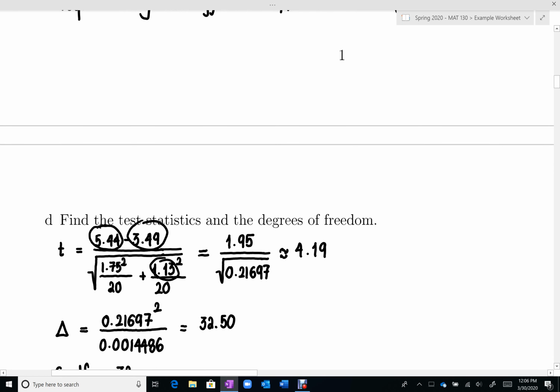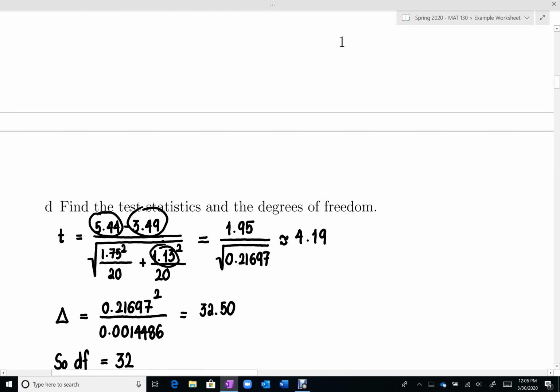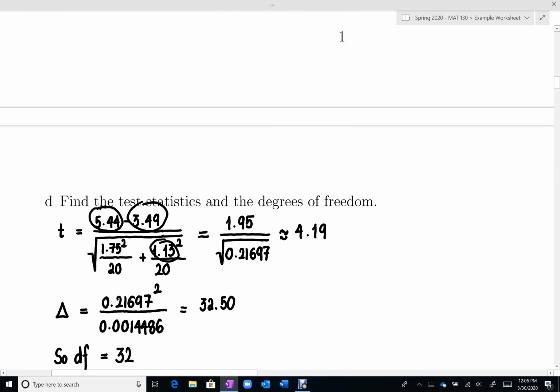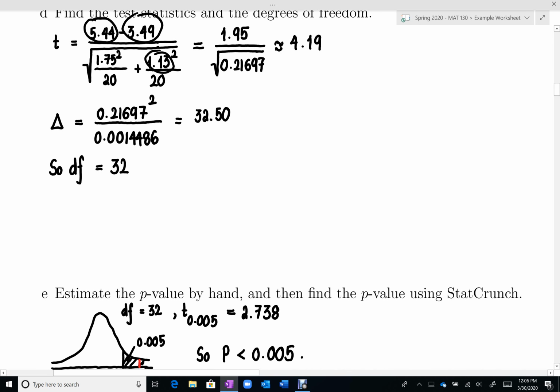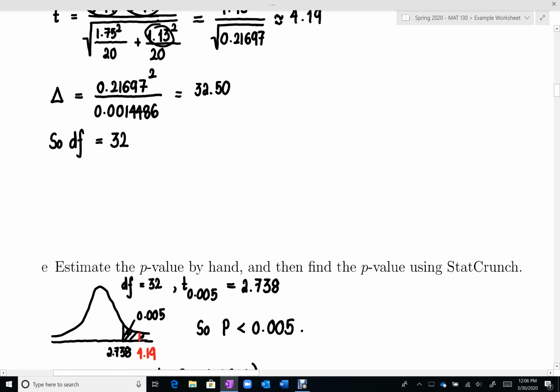And then we're going to go ahead and compute the degree of freedom using the formula for the non-matched non-pooled t-test here, and we get that the degree of freedom comes out to be 32.50, which means we're going to round down here. So our test statistic is 4.19, and our degree of freedom is 32.50, which we're going to round down to 32. Then we're going to go ahead and find the p-value by looking at the table.